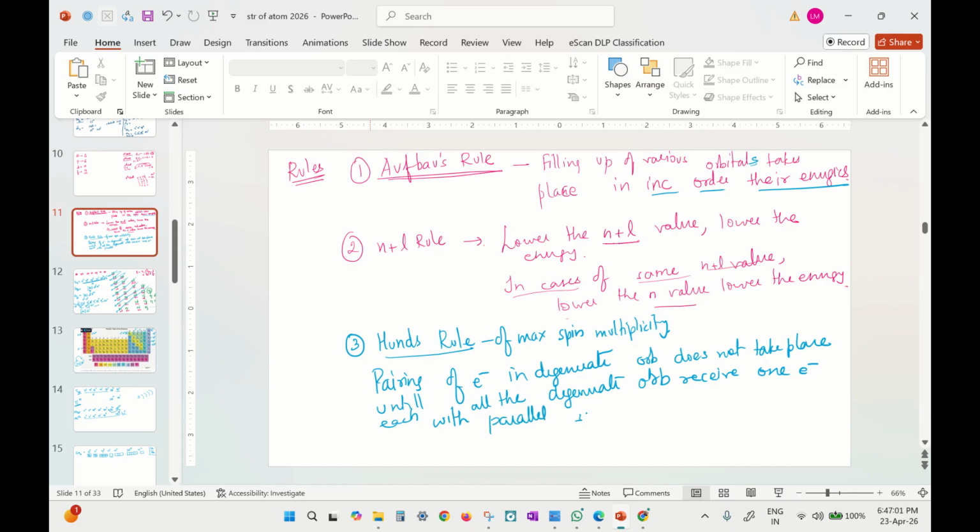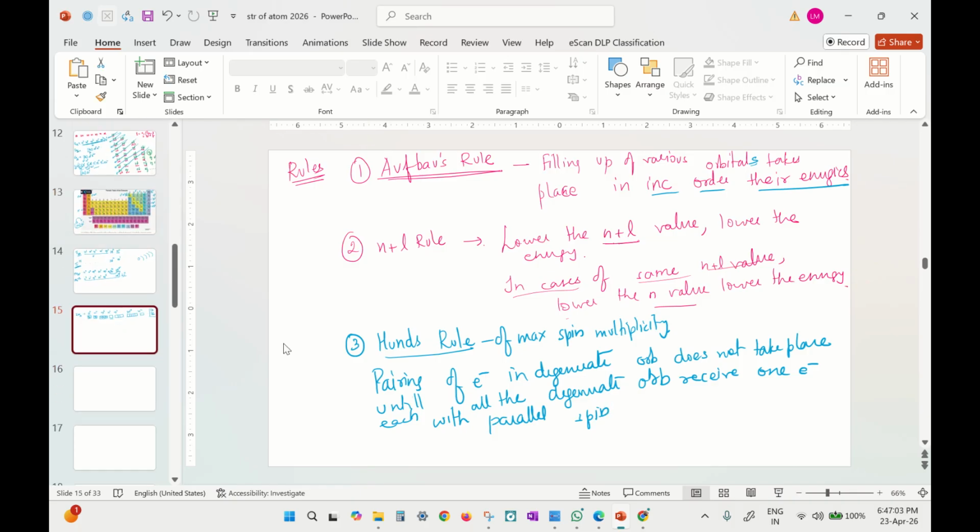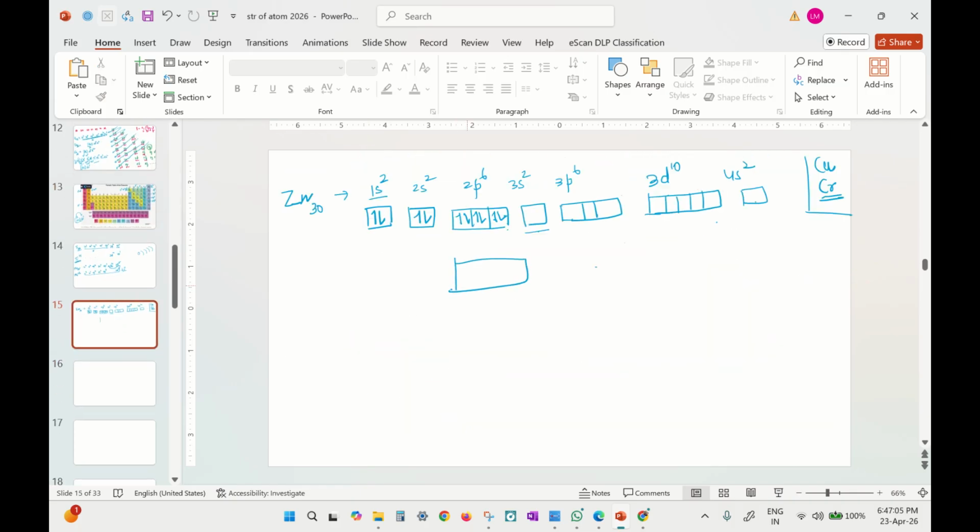What do you mean by parallel spin? I told you, remember, this is a wrong way of filling up. Plus half, minus half, plus half. Are they parallel? Are all of them parallel? Parallel in sense, are all of them having same spin? We did fill all of them singly, but do all of them have got same spin? Yes, Vishak, clear?